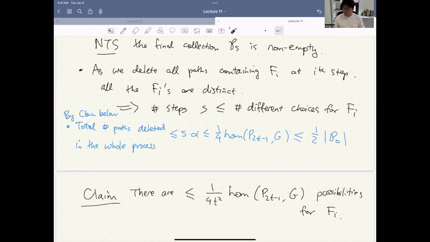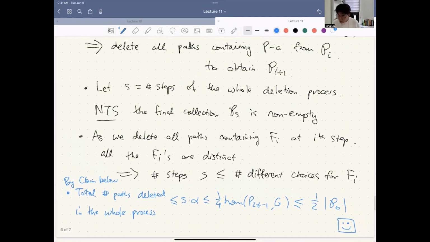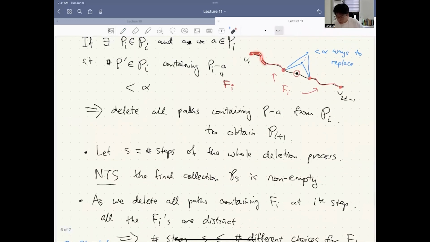Remember, initially we said P0 has at least half of the homomorphisms. The number of P0 is at least half of the homomorphisms of P_{2t minus 1}. Then we are done. We delete at most half of the paths from P0. So we are left to prove this final claim that there are not so many choices to embed a union of two disjoint paths.